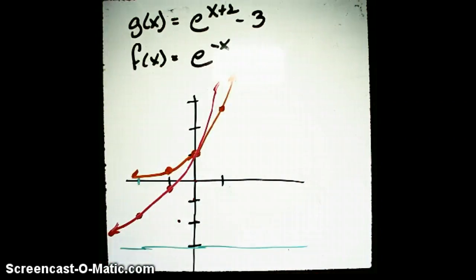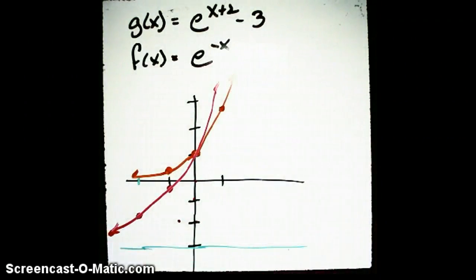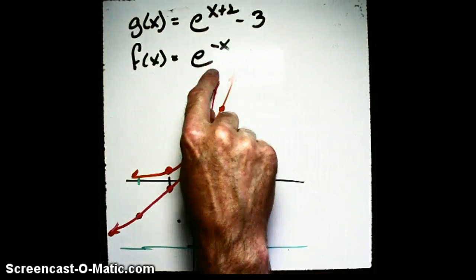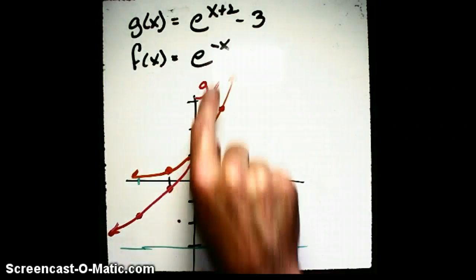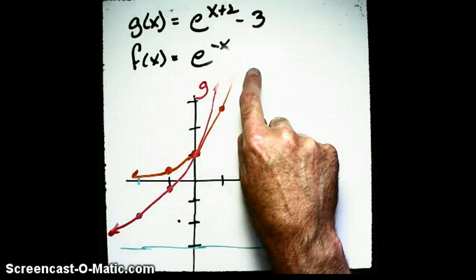So I was able to transform. This is g of x right here. Okay, could I do f of x here? Yes. Notice what's happening here. This minus means it's switching across the y-axis, and this means up 2.